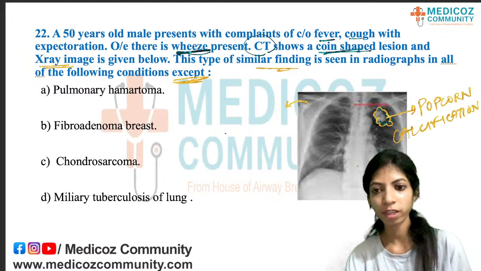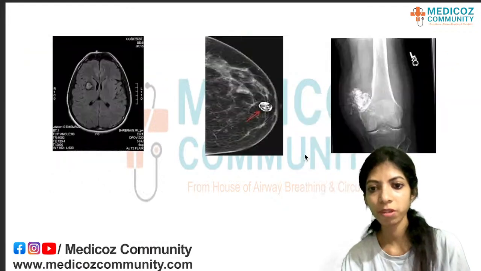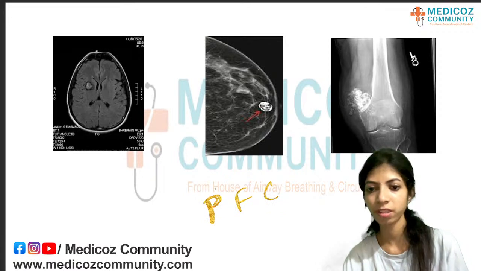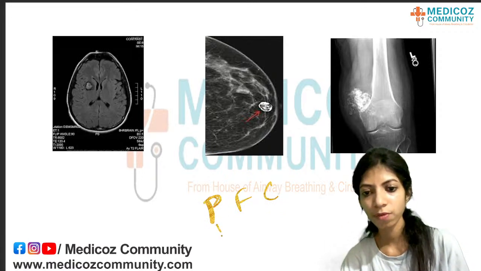So where is this popcorn calcification seen in? You just remember the mnemonic as PFC. You know the KFC, no? Just remember it as PFC. So P is for what? You see it in your pulmonary hamartoma.